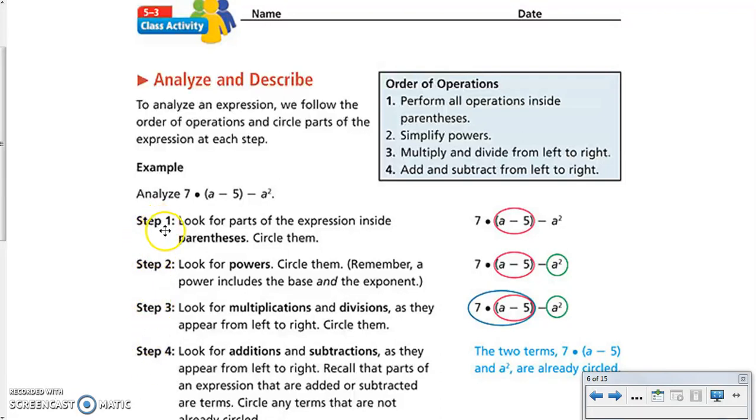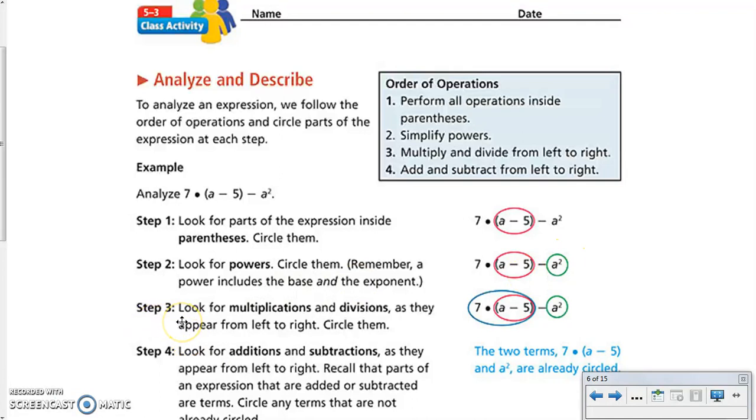So the first thing we want to do is look for parts of the expression inside the parentheses, and then you're supposed to circle them. As we look at this expression here, there's only one inside the parentheses, and it's a minus 5. So they circled it in red. You don't have to do it in different colors, but if it helps you, you can. Step number 2 that they did for you too is to look for any powers, so that's exponents, and then circle them. Okay, so in this case it was circled in green. It was a to the second power, or a squared.